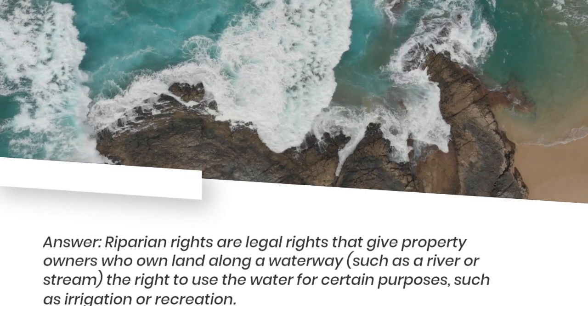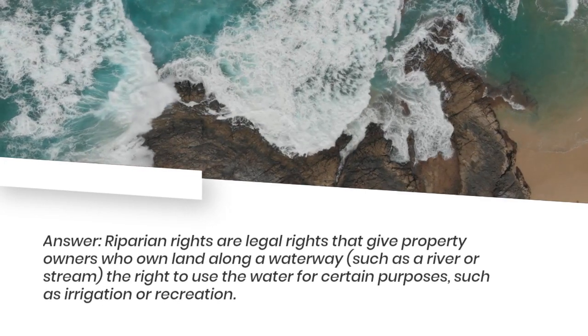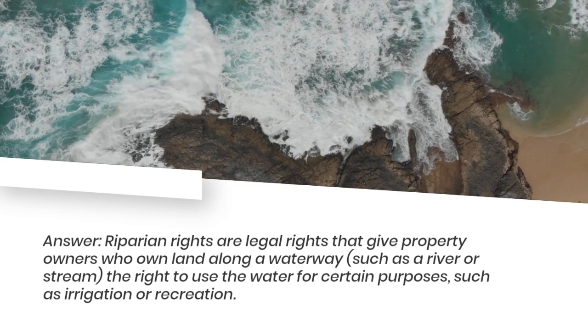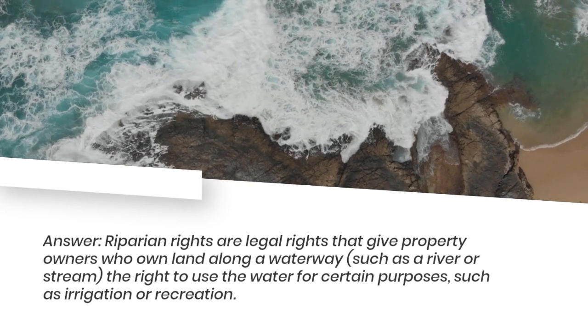Answer: riparian rights are legal rights that give property owners who own land along a waterway, such as a river or stream, the right to use the water for certain purposes, such as irrigation or recreation.